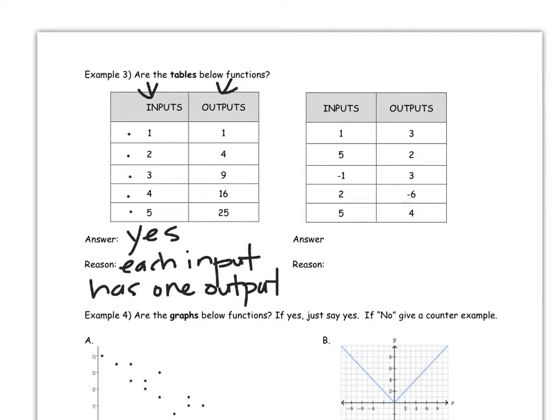Okay, let's look at the next one. Again, I'm going to go through and look at my inputs. 1 gives 3, 5 gives 2, negative 1 gives 3, 2 gives negative 6, and I'm going to circle this one, and the reason is because the input 5 repeats. And this time, 5, the last time, gave the output of 2. This time, 5 gives the output of 4. That is a no-no. So we're going to say no.